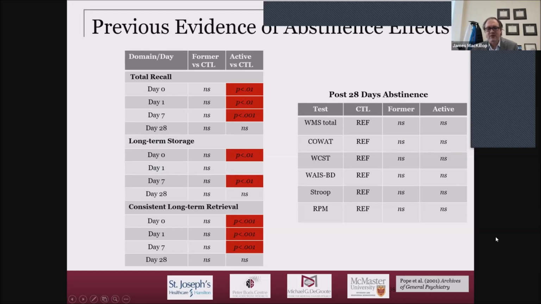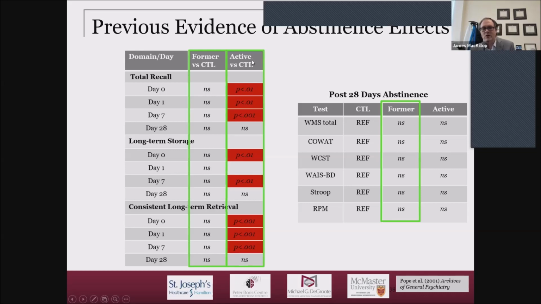And the thing that jumps out right away is that if you look at former cannabis users versus non-cannabis users, you actually see no differences at any point over the month, suggesting that once you stop using cannabis and it's fully flushed out of your system, most of the neuropsychological effects are no longer detectable. If you look over here also, again, at 28 days post-abstinence, there's no difference in contrasting the former users with the control participants. That's the reference category here.